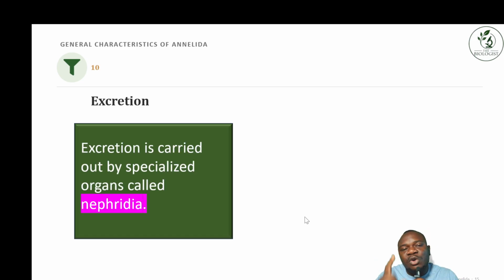Then the next thing, excretion. Excretion is very important to know about. So they have a specialized organ called the nephridia. Don't forget about this. This kind of question normally comes out in a multiple choice question. Very important, nephridia. All right. So it's very important to take note of that.